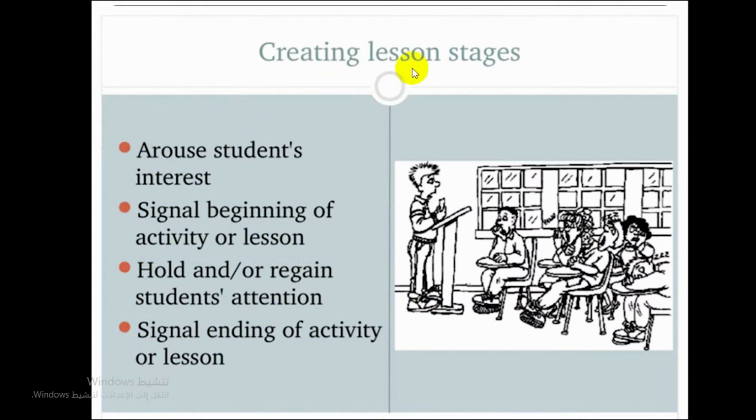Here, creating lesson stages. How can we create lesson stages? Here, when we as teachers arrive in the classroom, we need to start the lesson off in such a way that the students' interest is aroused, so that students become engaged and involved with us.